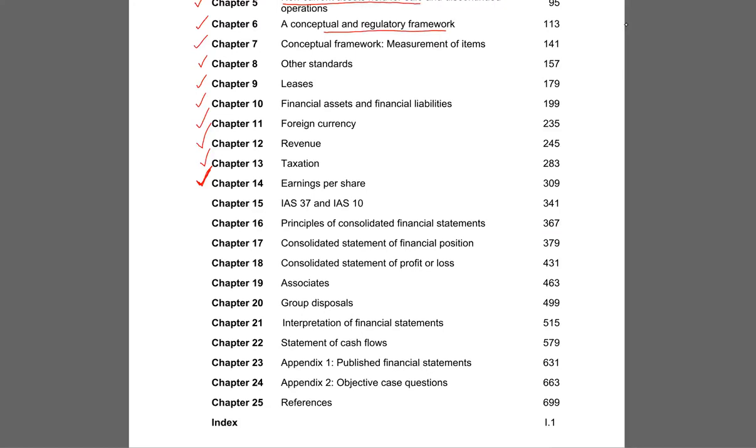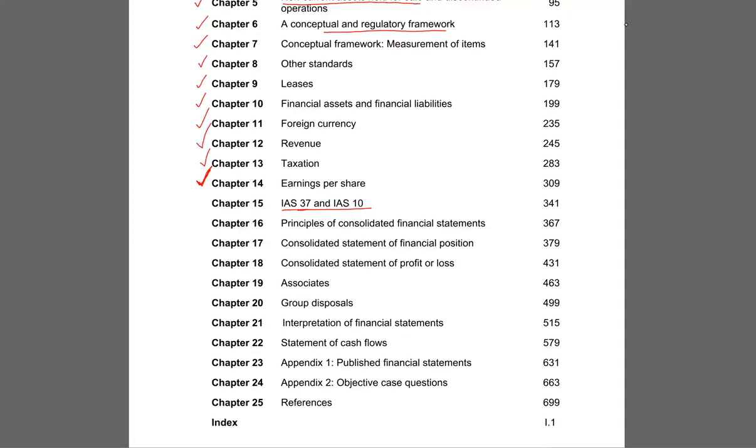After that, we will cover IAS 37 and IAS 10. Obviously, we will cover different provisions. I have already given a basic introduction of the provisions. Provisions are basically expected liabilities. So any outflow whose chances are more than 50%, that is called provision. So we will cover the detailed implication of the provisions in this chapter.